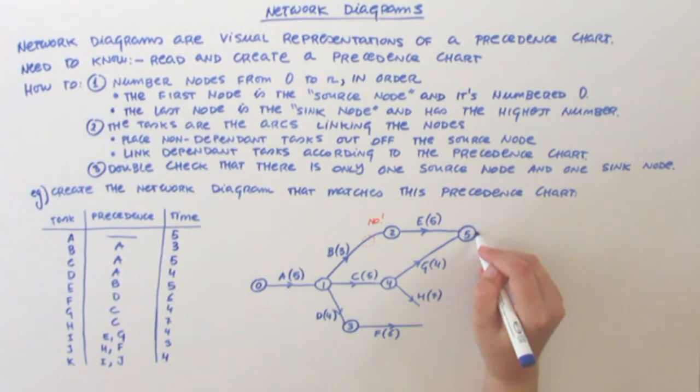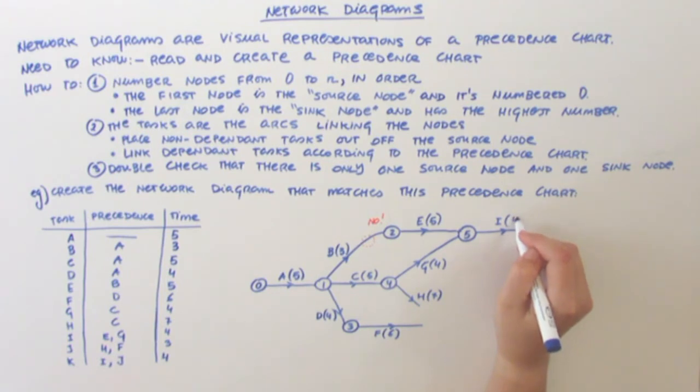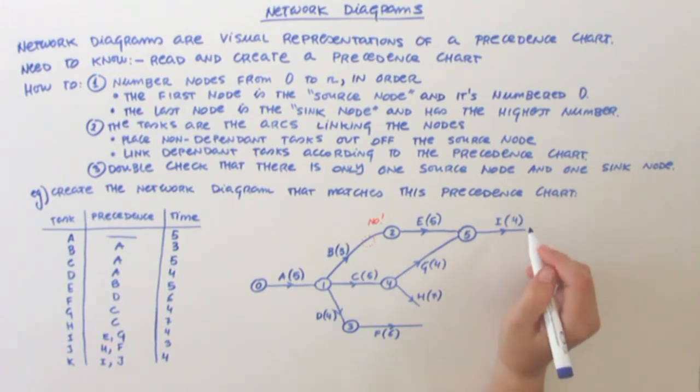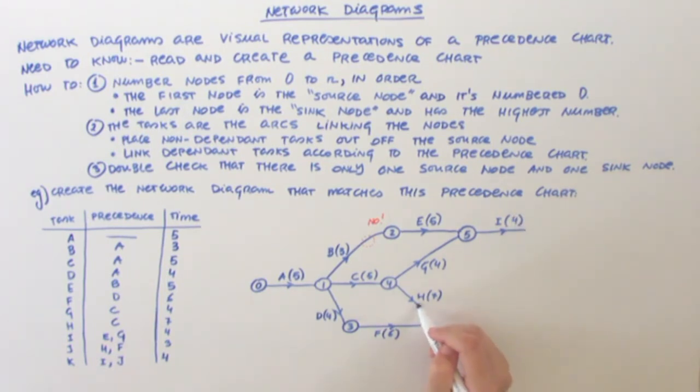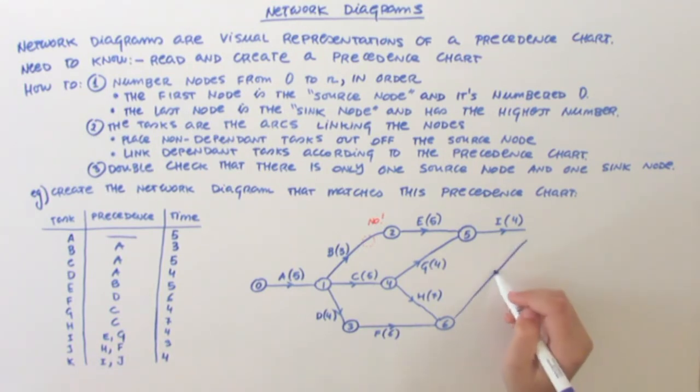This is telling me that I cannot start until both E and G are finished. So I bring them together into the same node, that is going to be node 5, and then I put I. Exactly the same thing happens with J. It depends on H and F. So I make them both enter node number 6, so J can exit that one.